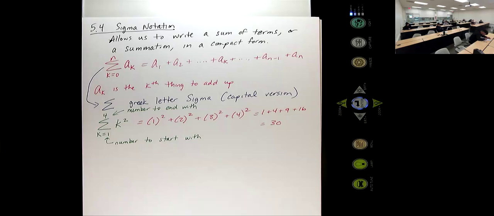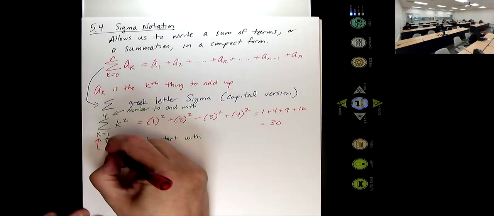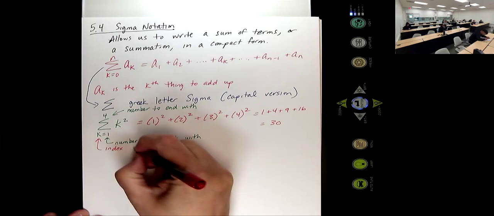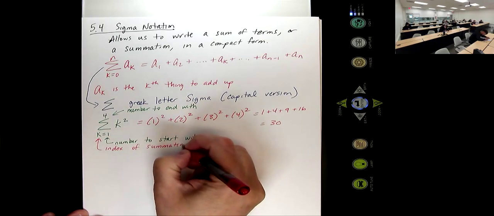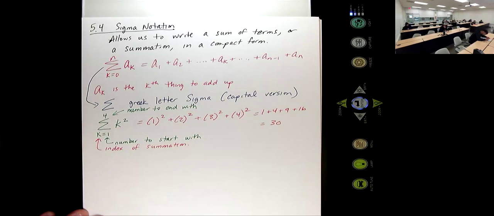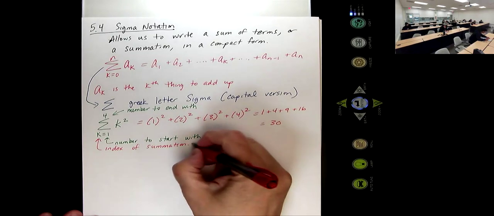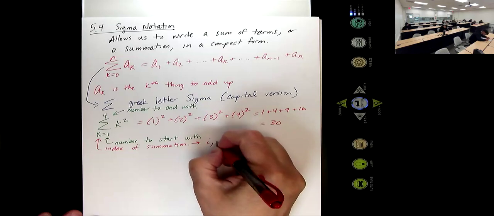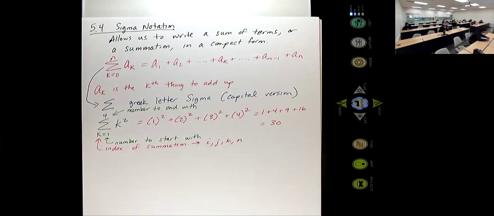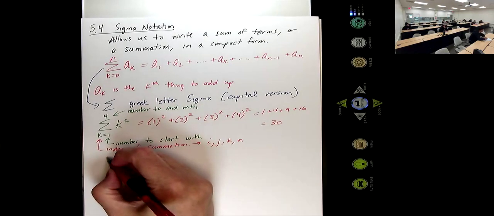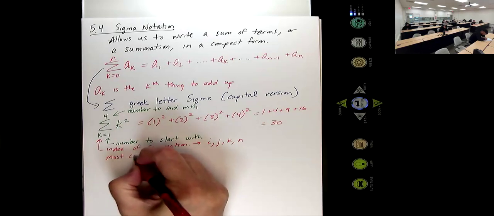This letter right here is called the index of summation. The most common ones you will see are i, j, k, and n. Most common starting values are 0 and 1.